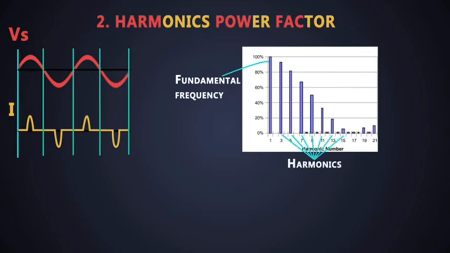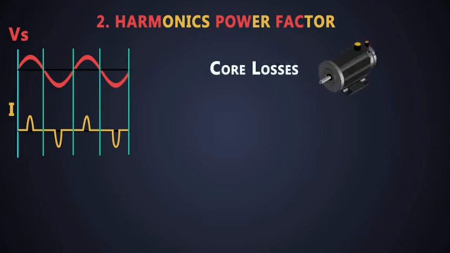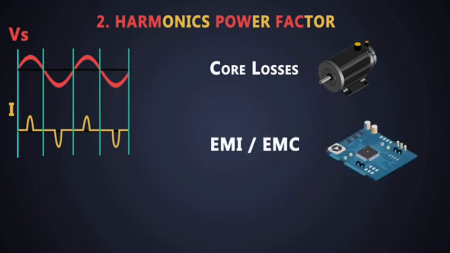This harmonic distortion should be as minimal as possible because these high frequency current components have various undesirable effects on the electrical systems, like core losses in the motors, or they cause electromagnetic interference with other electronic systems. Due to this, the power factor of the system decreases as well.